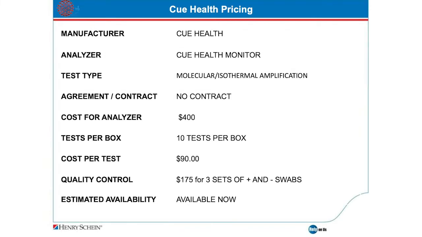And then finally, the third circumstance where you would use quality control is if you suspected something was wrong. Let's say all of your patients are coming up positive, or all your staff members are coming up positive. You might be a bit suspicious. So you could always test to make sure your test system was working properly by just doing the quality control swabs and entering them into the system. Those quality control swabs are $175 for those 3 sets of positive and negative controls.